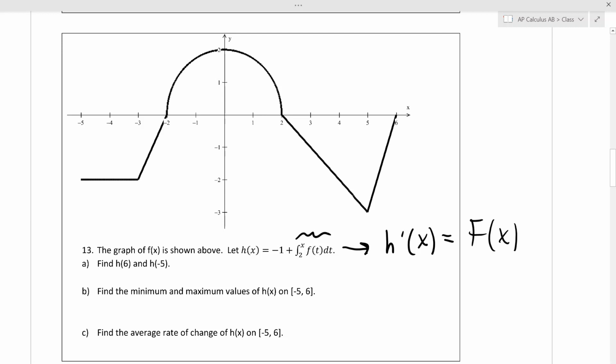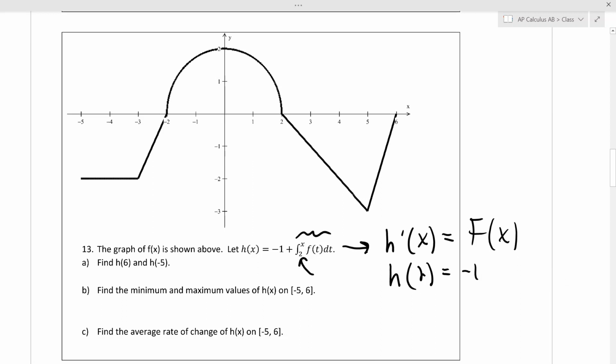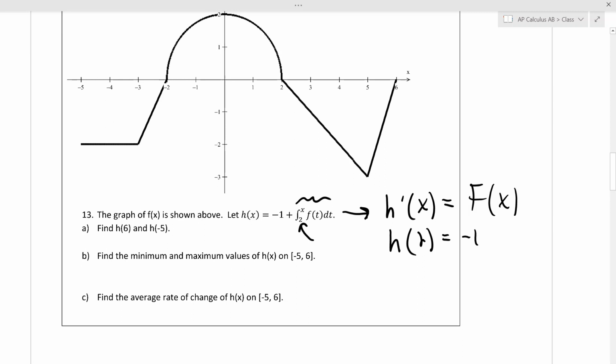It also tells me that h of 2, I'm using 2 because that's where I'm starting my integral, is -1 plus the integral from 2 to 2 of f of t dt. But the integral from 2 to 2 is just 0, so h of 2 is just -1. So we know one point on h, h of 2 is -1, and we know h prime is f of x.